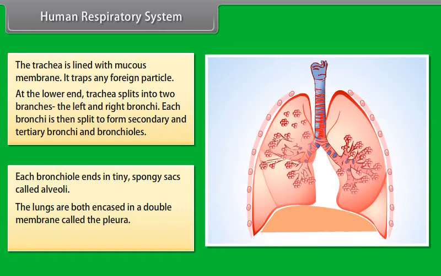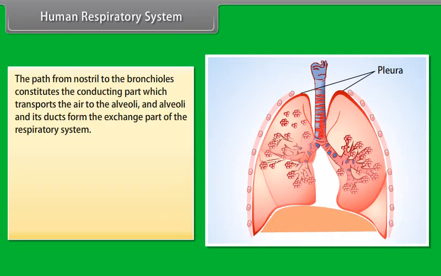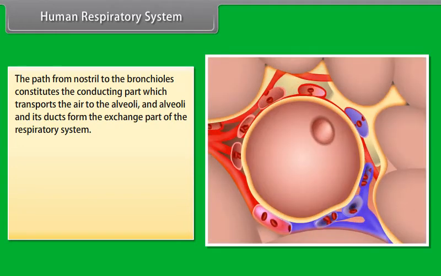The lungs are both encased in a double membrane called the pleura. The pleura protect and cushion the lungs. The path from the nostril to the bronchioles constitutes the conducting part, which transports the air to the alveoli, and the alveoli and their ducts form the exchange part of the respiratory system.